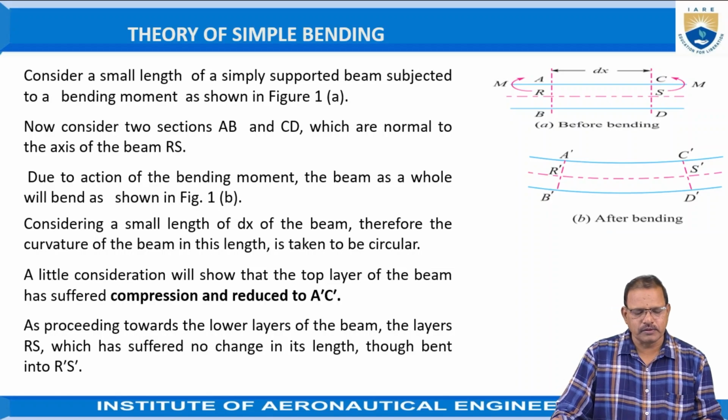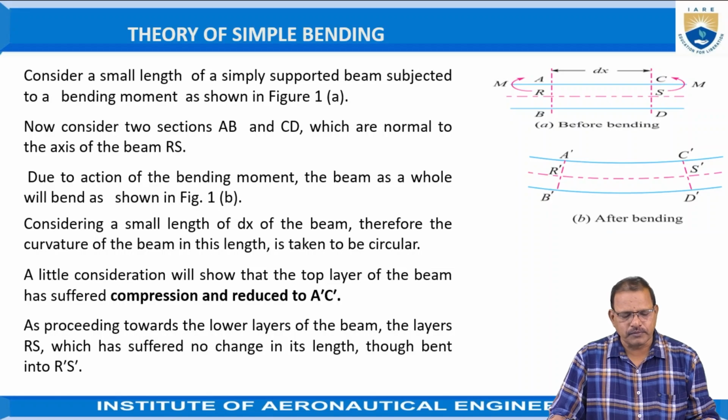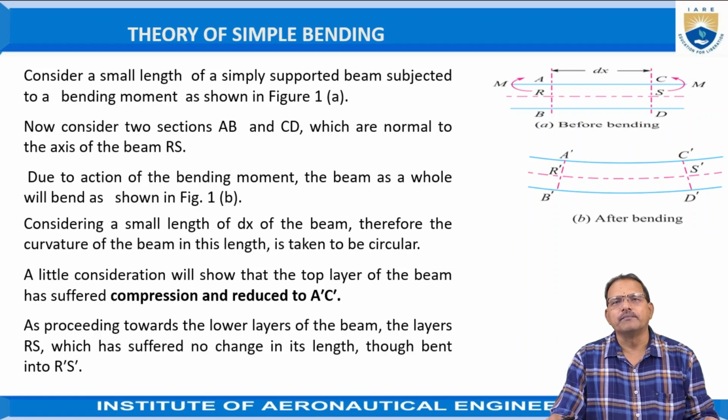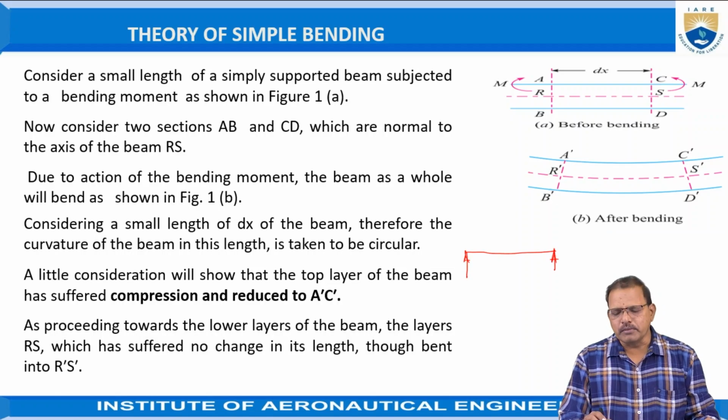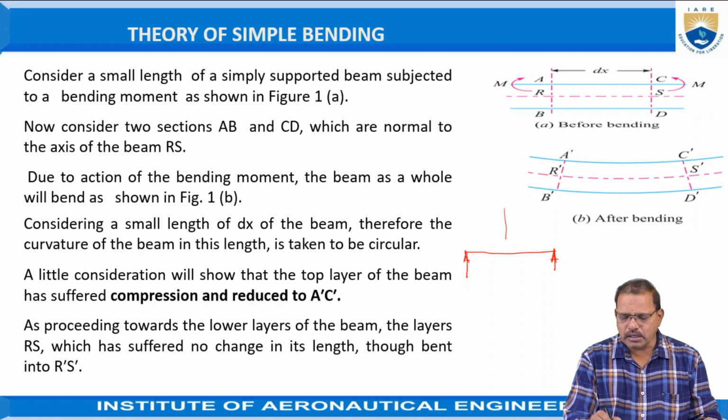Theory of simple bending. Consider a small length of a simply supported beam subject to a bending moment as shown in the figure. A simply supported beam means the beam which has supports at its ends, like this. The beam is subjected to certain loads. The load may be a uniformly distributed load, uniformly varying load, or a point load. Here I am taking a point load.